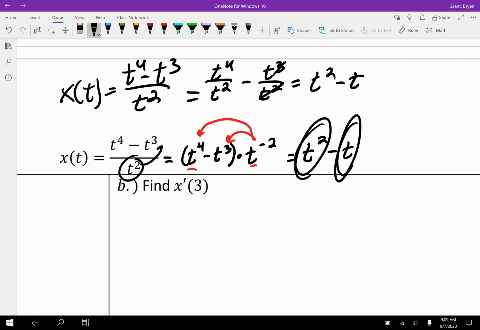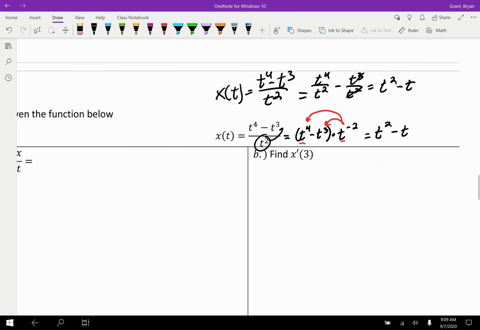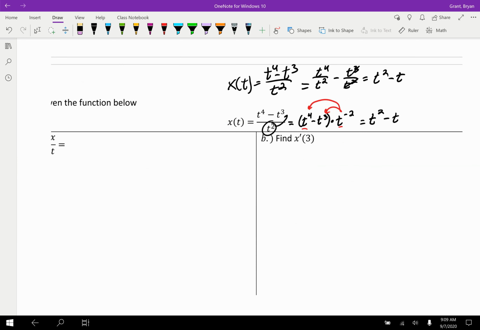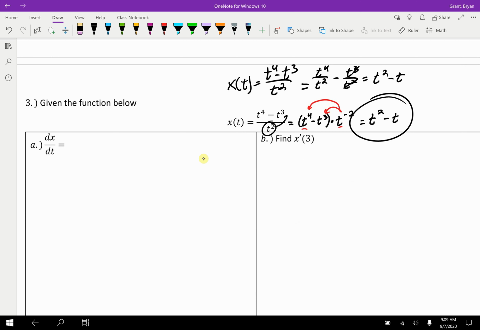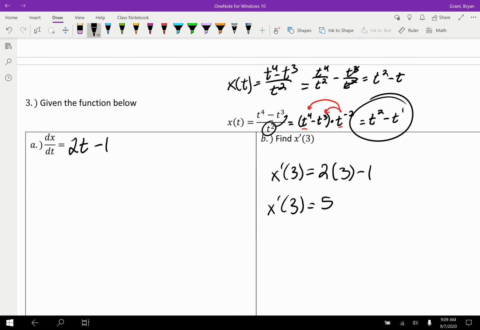So now we have two terms that each have a variable that are separated by addition or subtraction instead of division. The rest of this becomes way easier. We have dx dt over here, which means find the derivative of this function. That's just going to be 2t minus, this is t to the first, the 1 comes down, and we get t to the 0th, which is just 1, so 2t minus 1. Find x prime of 3. Well, x prime of 3 is going to be the derivative, which we found over here, evaluated at 3. So x prime of 3 is going to be 6 minus 1, which is 5.